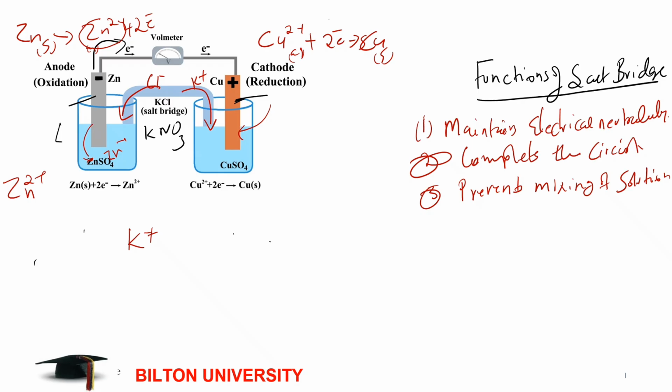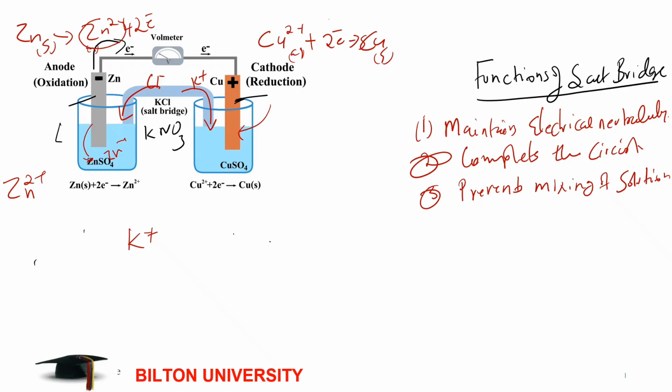Due to that flow of ions, in which the positive ions, or cations, of the salt bridge move to the cathode to balance the charge, while the anions of the salt bridge move to the anode to balance the positive charge, that's how electrical neutrality is maintained in a galvanic cell.